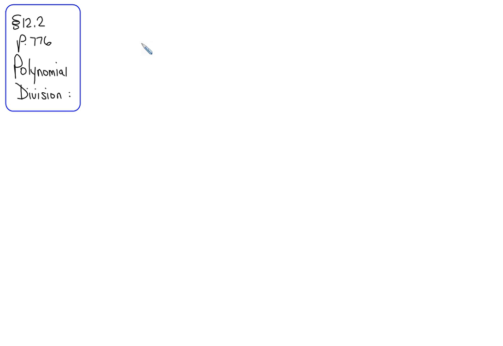So there are two different types of polynomial division. There's long polynomial division and there's synthetic division. So we're going to start with the long polynomial division. And so what we're going to do is we're going to take something like 2x squared minus 7x plus 8, and we're going to divide that by x minus 2. And so this is going to be long polynomial division first.